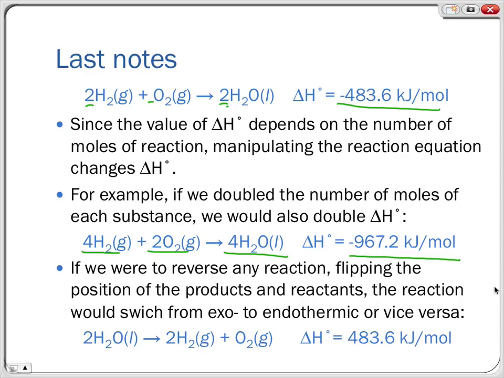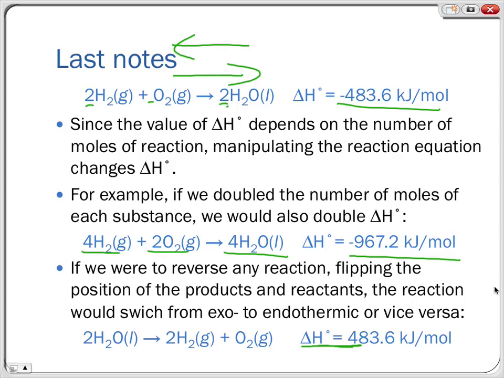Second thing that comes up, sometimes you have to reverse a reaction. Now, if a reaction would be releasing heat, then reversing the reaction would have to be absorbing heat. In the case of this one, going from left to right, if we flipped it and went from right to left, then it would be endothermic, and it would be endothermic by the same amount of energy that it was exothermic before. So if you reverse any reaction, flipping the position of the products and the reactants, the reaction would switch from exo to endothermic, and it would change the sign on your delta H naught.